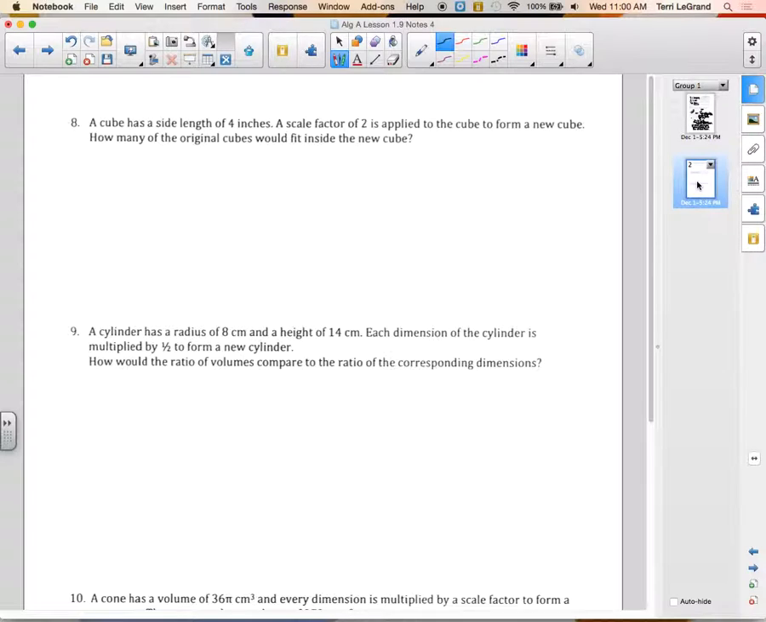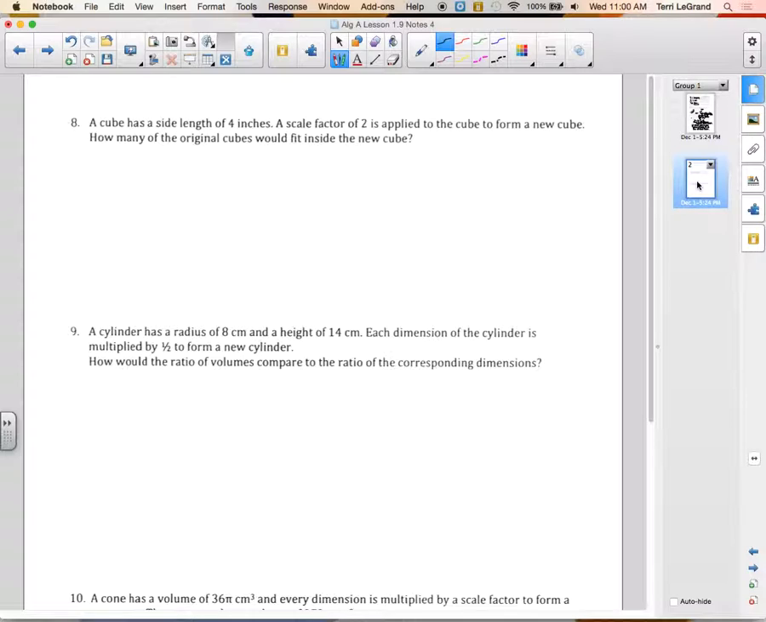How many of the original cubes would fit inside the new cube? Do we need to make the cube that's a 4 by 4 by 4, and then double it and make one that has an 8 by 8 by 8? Or can we find this without that? We can probably without. Okay, what are we gonna do? If we take the 4 inches and find if we can fit 8 inside, we can take that times 2.